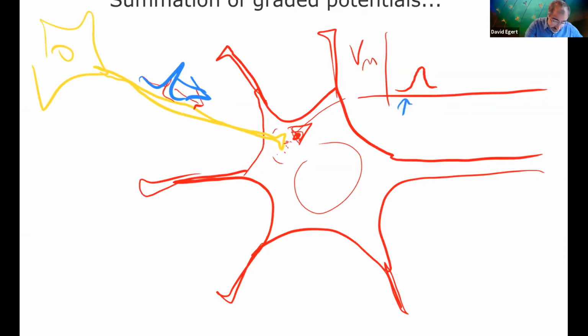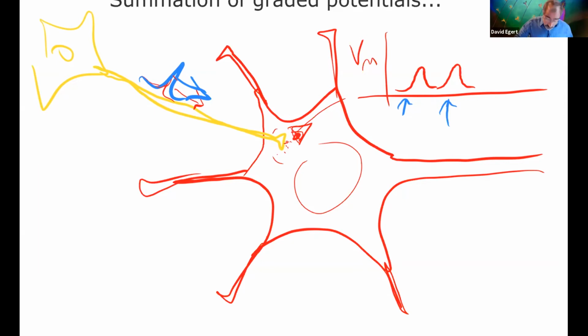And let's say I send another action potential down here. It'll happen again. Open the channels again, voltage goes up and then comes back down. And again, graded potentials are short-lived. They start, but then they end after the excitation is gone.